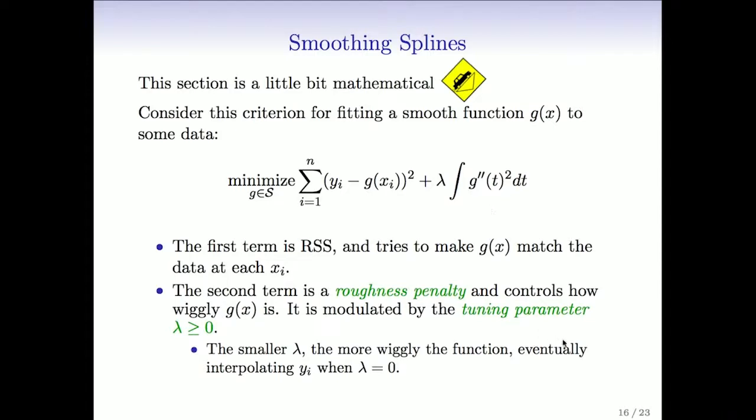So the smaller lambda, the more wiggly the function can be. It means you're not putting that much weight on this penalty. And eventually, if lambda is 0, we'll get that interpolating function, because we won't pay any price for being wiggly, and so we may as well go through all the data.